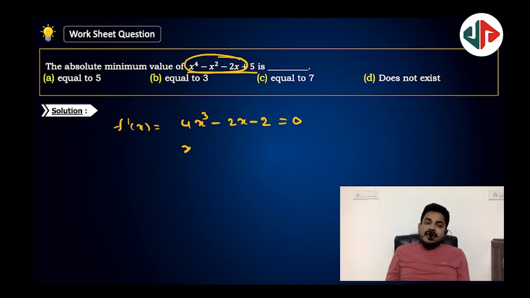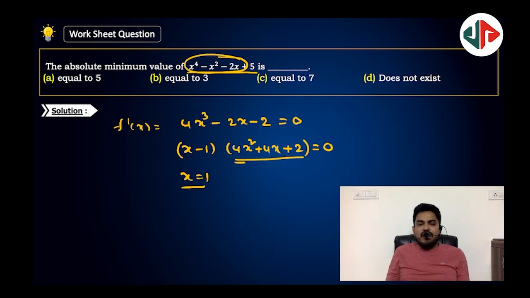Maximum or minimum, that. So x is equal to 1: 4 minus 2 minus 2 is 0. So this can be x minus 1 into 4x square plus 4x plus 2, which is equal to 0. So at x is equal to 1. And for the quadratic, do we have any root? B square minus 4ac. No, there is no root for this one.